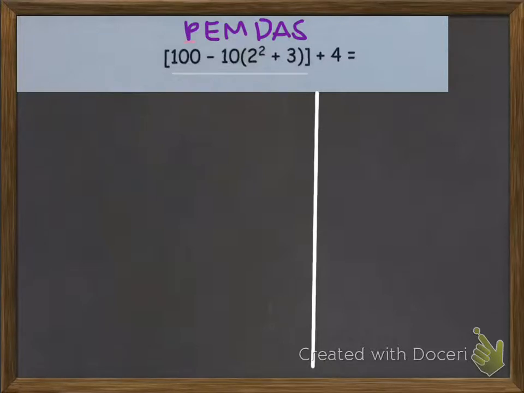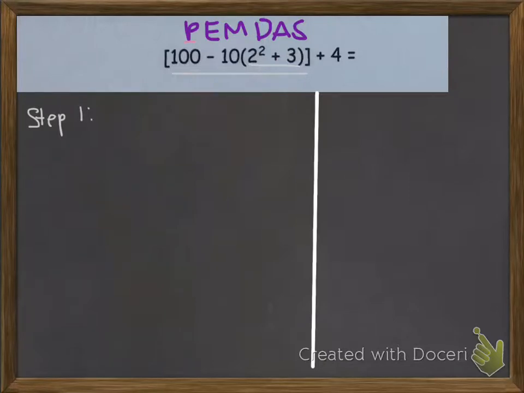Inside of the brackets, I see 100 minus 10 times 2 squared plus 3. And that 2 squared plus 3 is inside the parentheses. So inside of the brackets, I have some parentheses, which means I need to look inside of the parentheses and solve that. So step 1 involves me solving what's inside of the parentheses.